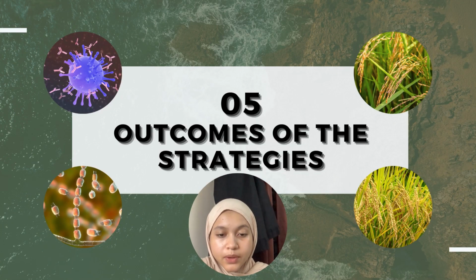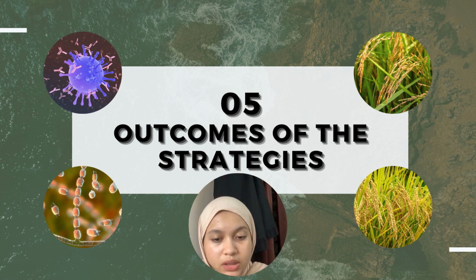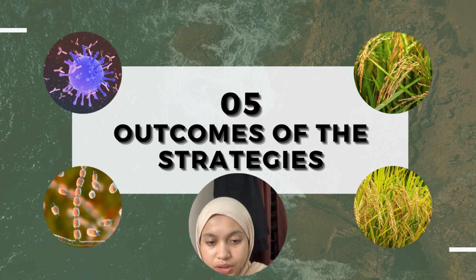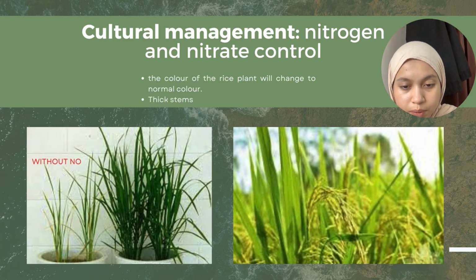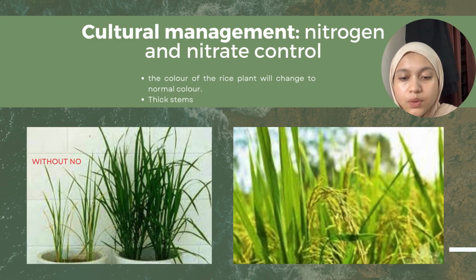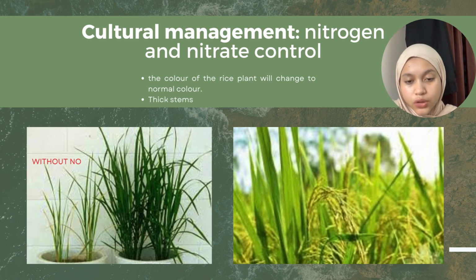In my part, I'm going to talk about the outcomes of the effective strategies on controlling rice blast disease. With nutrient management such as nitrogen and nitrates, the color of the rice plant will change to normal and the stem will become thicker. This is an example of the plant without nitrogen and the plant with nitrogen.